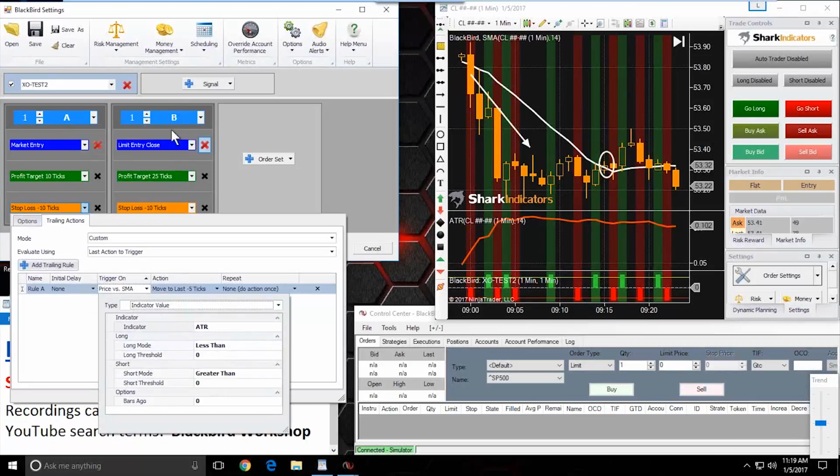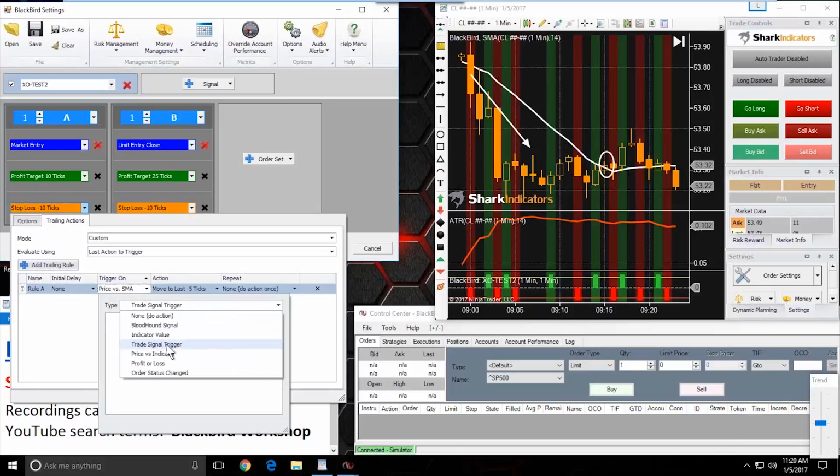So the way I have BlackBird set up, you'd have to wait for the bar to close before the indicator value gets evaluated. Trade signal, again, trade signals, those are indicator based. So again, those are going to wait for the bar to close when calculate on bar close equals true. Price versus indicator, again, we're dealing with an indicator.